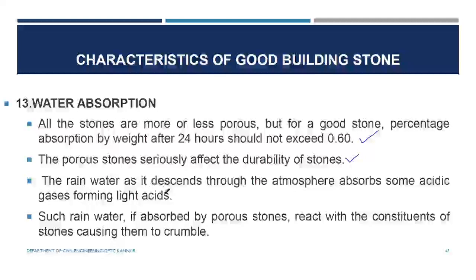The rainwater, as it descends through the atmosphere, absorbs some acidic gases forming light acids. Such rainwater, if absorbed by porous stones, reacts with the constituents of the stone, causing them to crumble. So avoid porosity, that is, don't go greater than 0.60. You will have these consequences: there will be some chemical reaction with the gas forming light acids and all those things.